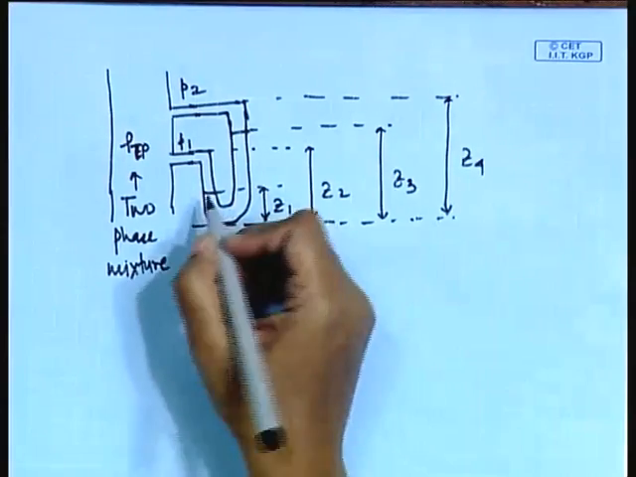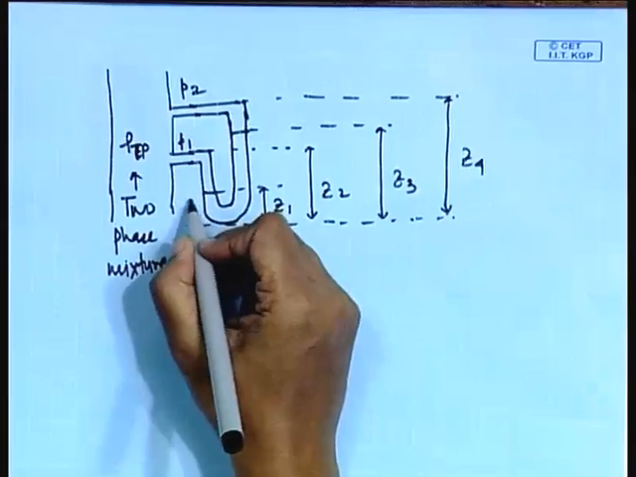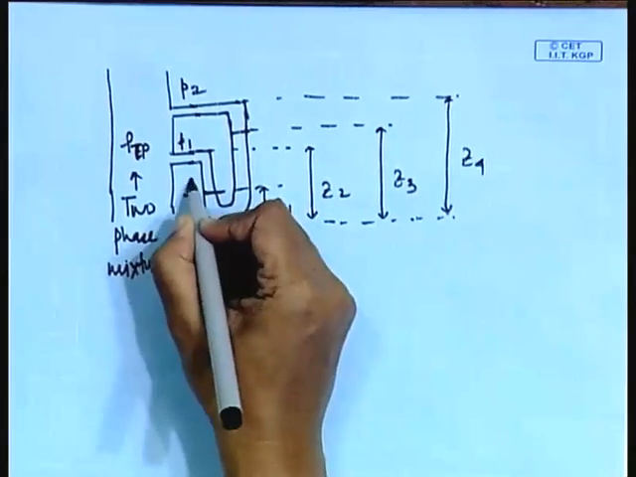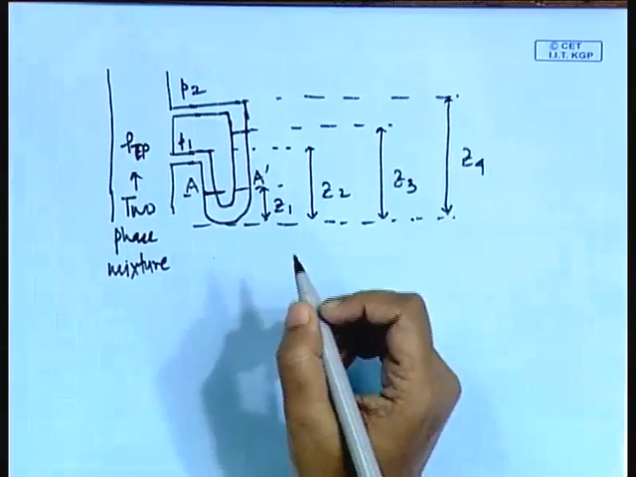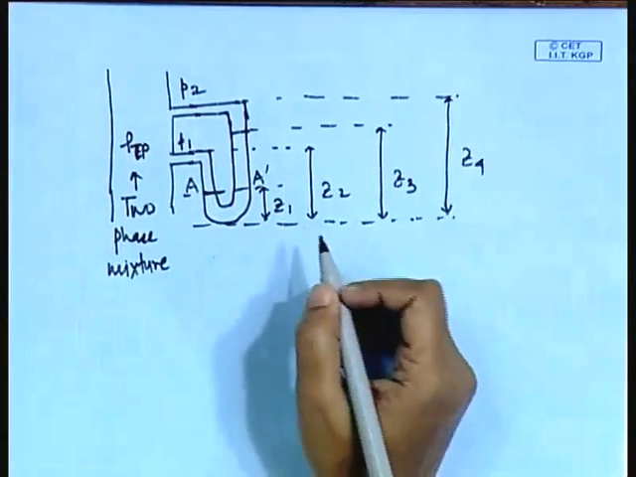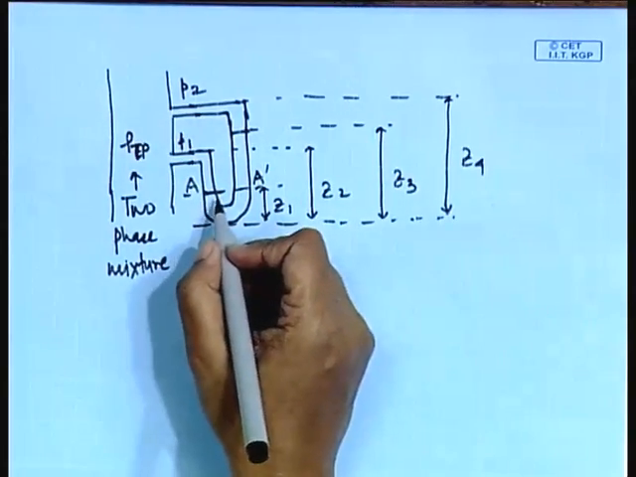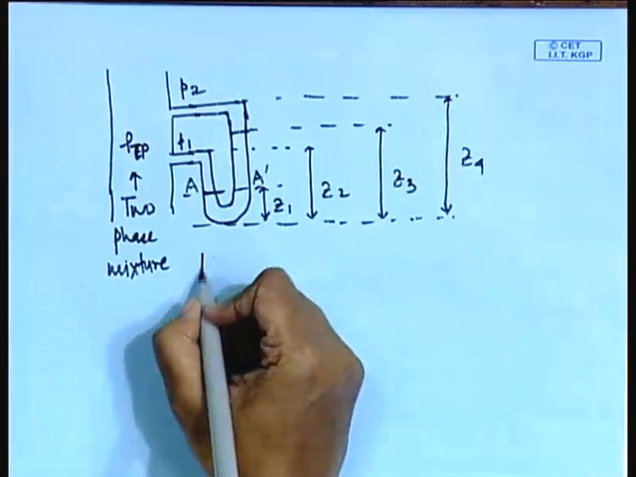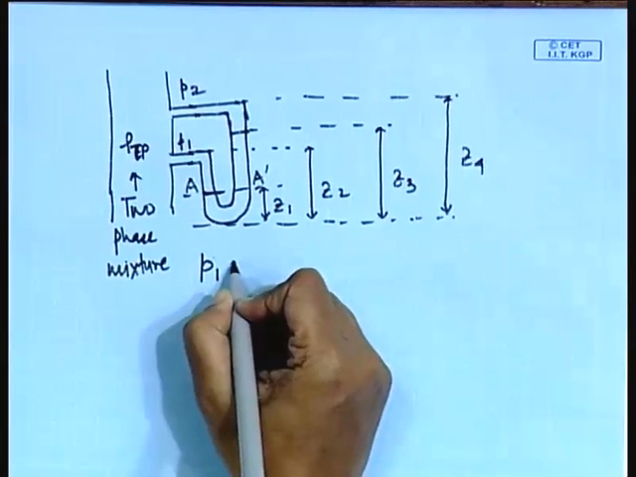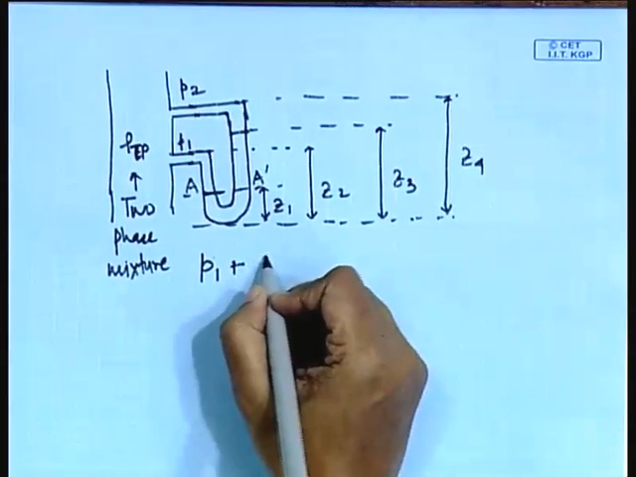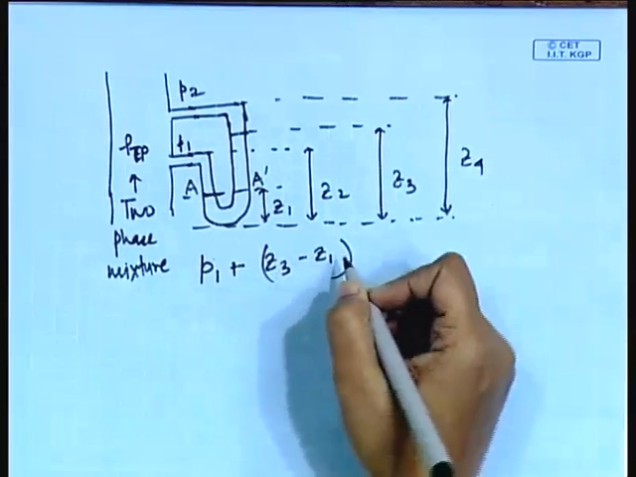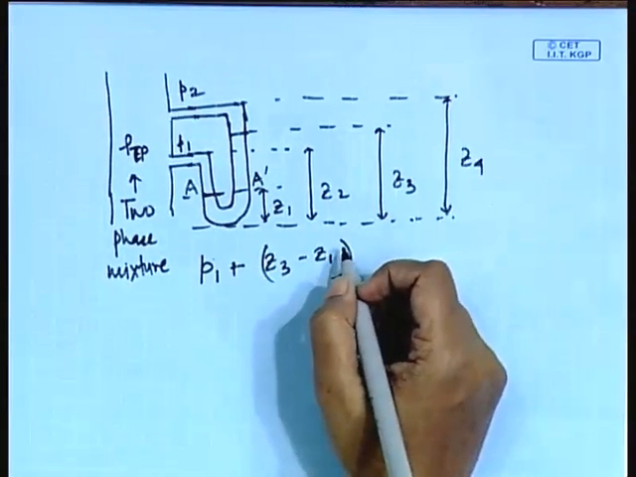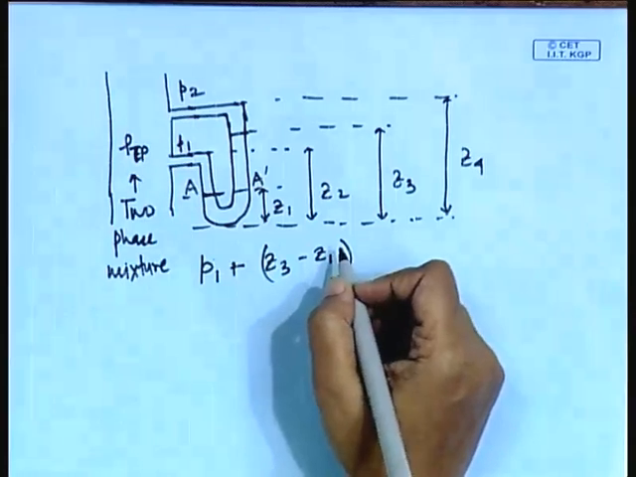It is simply, suppose we would make a force balance across the section, say AA prime. Okay? Suppose we make a pressure balance across this section AA prime. So, what do we find? The pressure at A, what is it? It is P1 plus Z3 minus Z1. I think there are some mistakes here. So, you just follow my derivation or it is all right probably, I do not know.